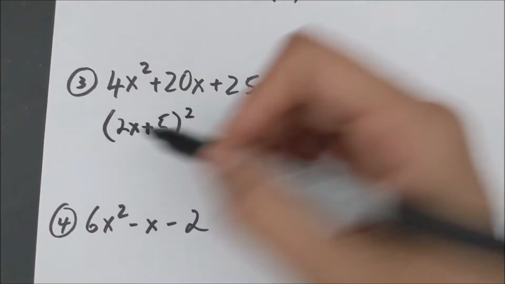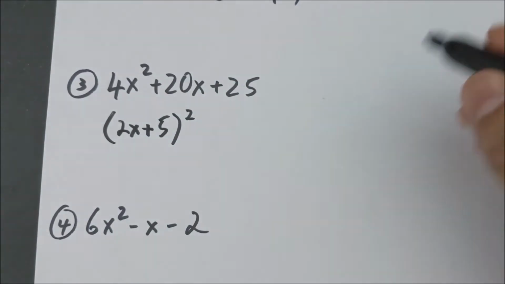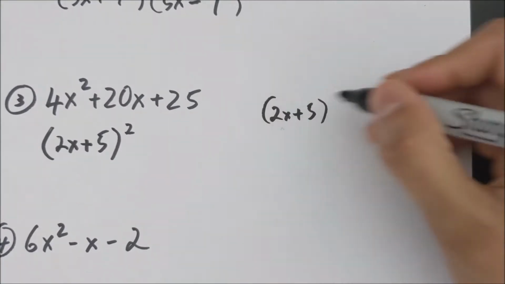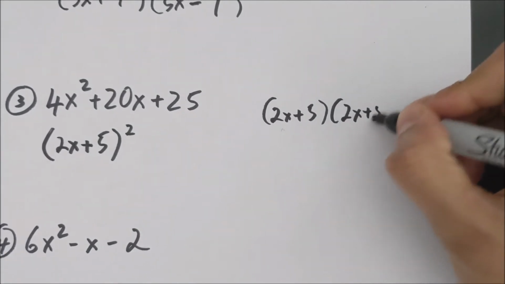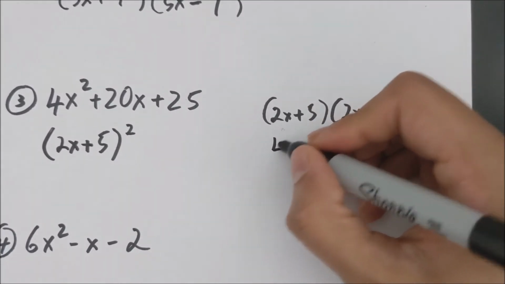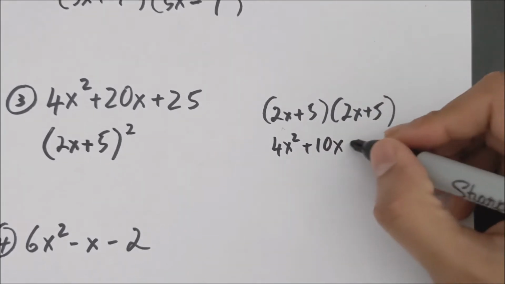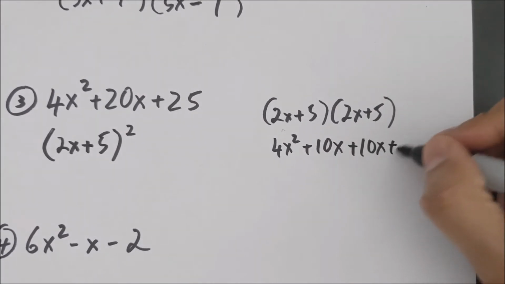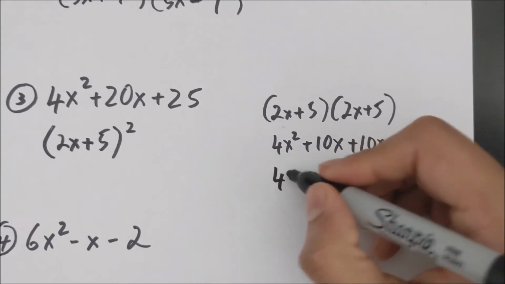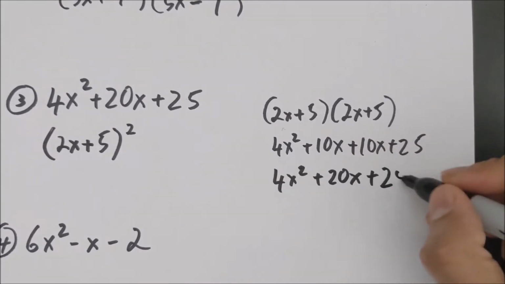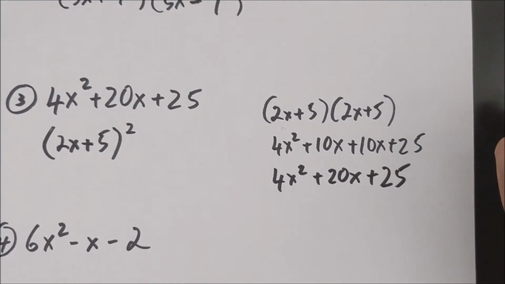Now just to be 100% certain we're right, typically I expand the perfect square to make sure I get the exact same solution. So 2x times 2x is 4x squared. That's plus 10x plus 10x plus 25, 4x squared plus 20x plus 25. So it's definitely the right solution.